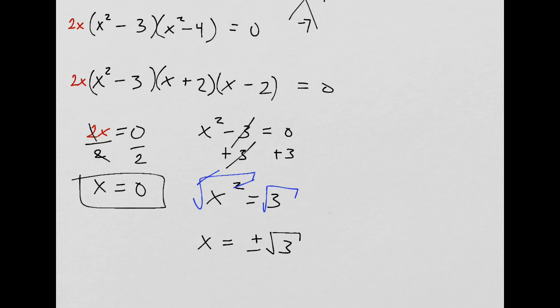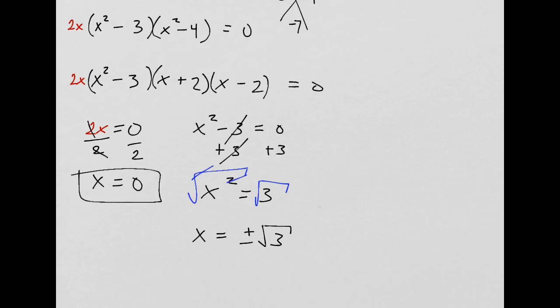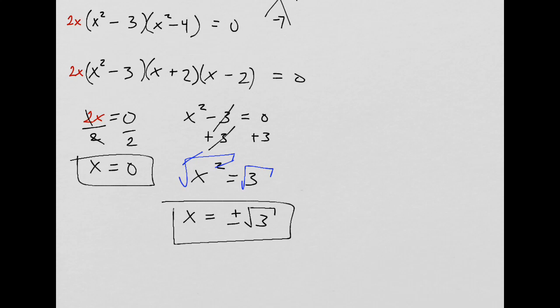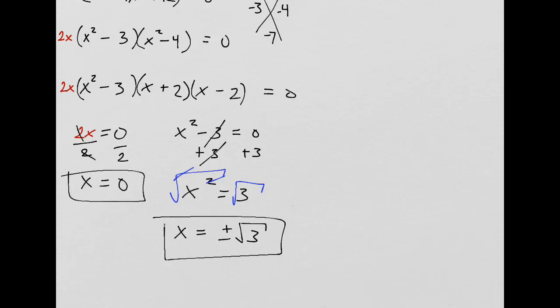Because remember, if I plugged in a positive root 3, I'd square it and I'd get 3. Or a negative, it doesn't matter. You just have to do a plus or minus every time you do a square root.